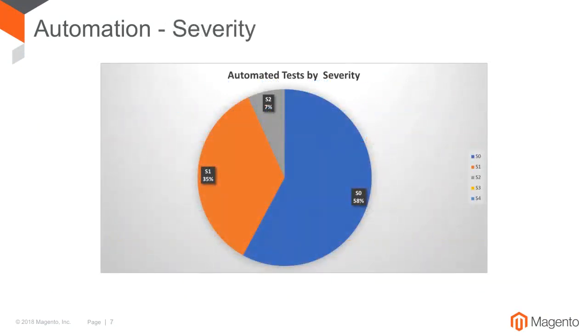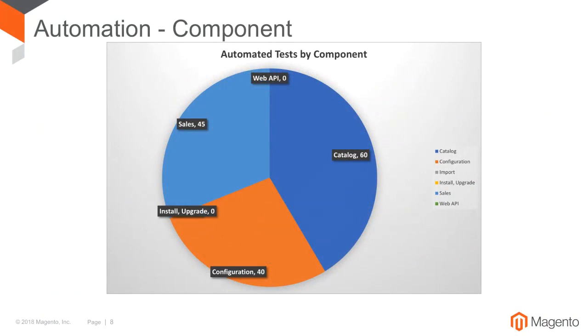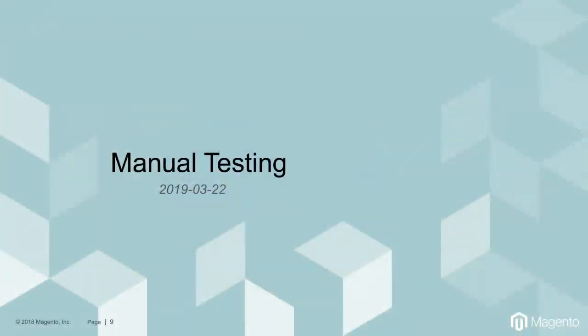Otherwise, no further change in terms of severity and component. The new tests are in catalog and sales. Manual testing, no update since our full regression cycle. We'll have more on that when we get another regression cycle next week. So that's the update. If we have any quality questions, I'll take them now. Otherwise, that is your week's quality.